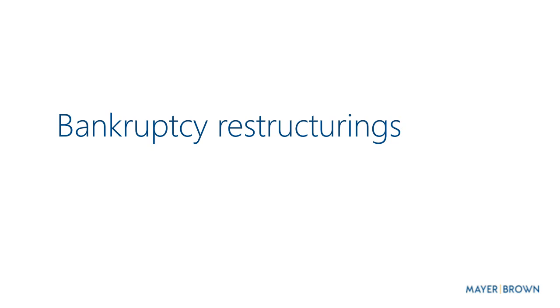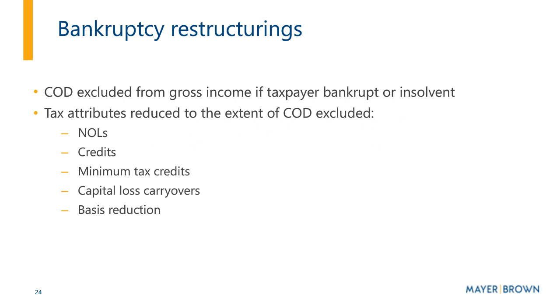As I noted earlier, cancellation of debt income can be excluded to avoid paying tax on it if the taxpayer is in the bankruptcy proceeding or insolvent. There is a price for it. So to the extent COD is excluded, tax attributes have to be reduced. And you see on the slide which attributes they are and the order in which it happens. So it's NOLs, tax credits, minimum tax credits, capital loss carryovers, and then basis reduction.